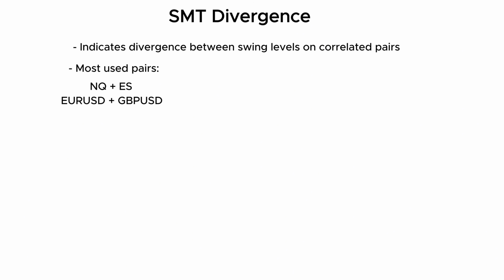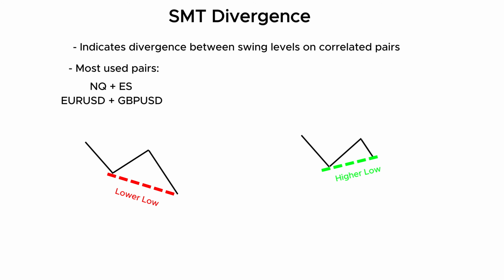The SMT divergence is caused when one pair, let's say the first one is the NQ futures, makes a lower low, but the ES futures does not make a lower low and instead makes a higher low. This happens exactly at the same time, so the two swing levels between pairs are diverging.